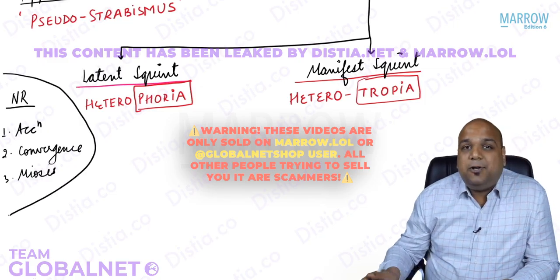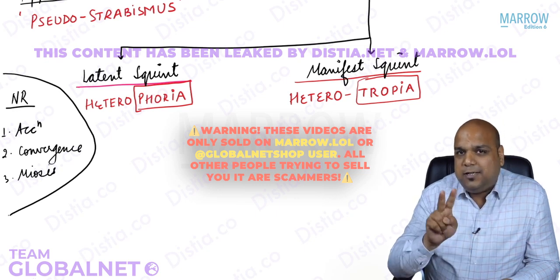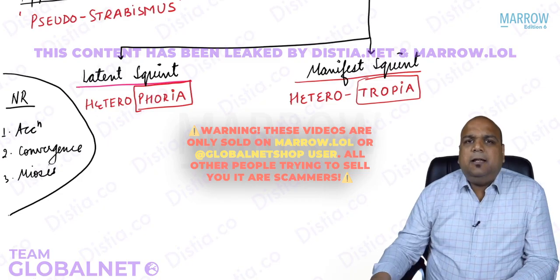We have read this in part 1 of our lecture series, Anatomy of the Eye, everybody. If you don't remember, just a quick revision. Okay, accommodation, convergence, miosis. Okay, now, let's hear the story.